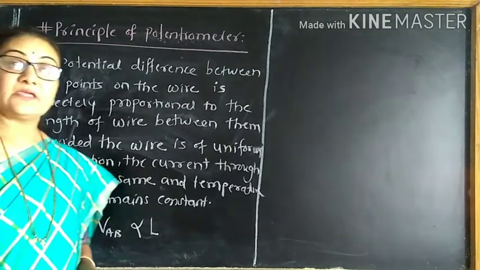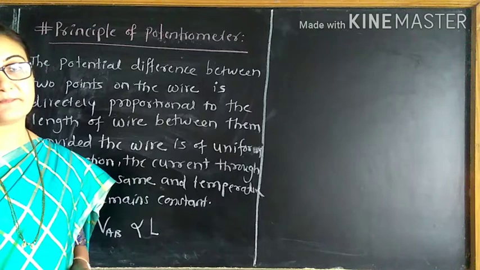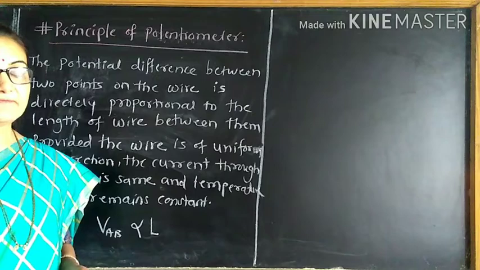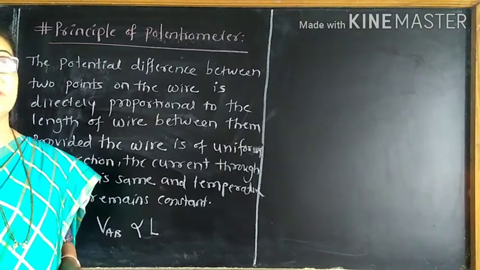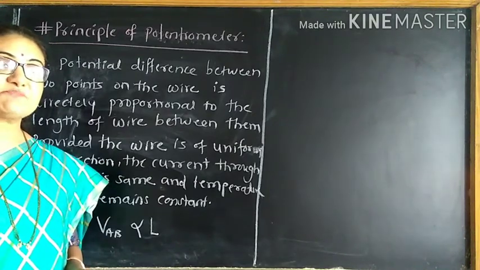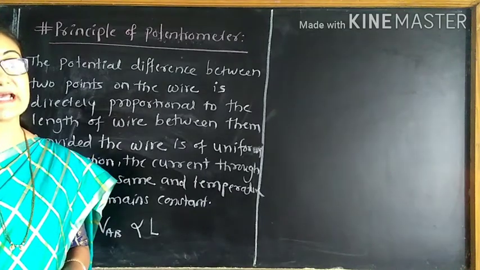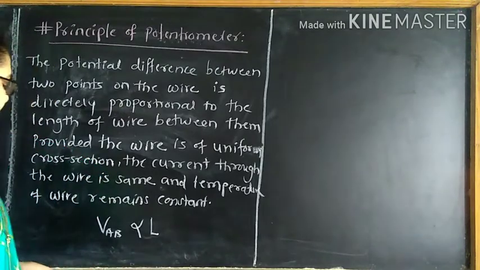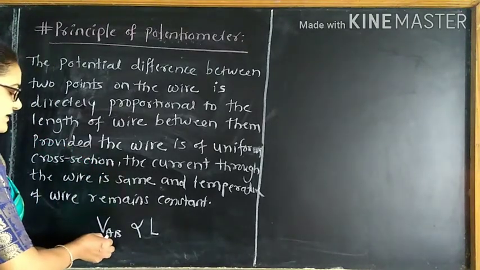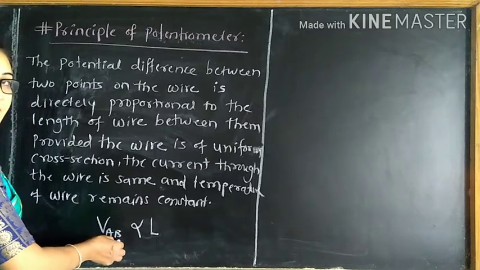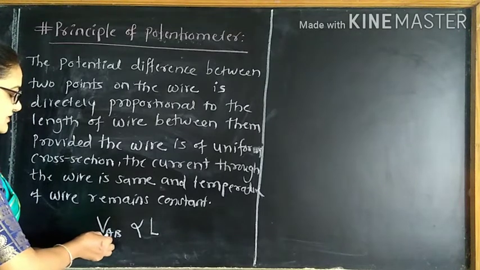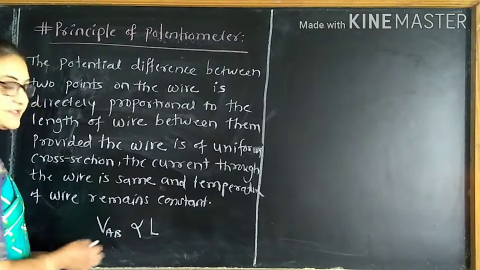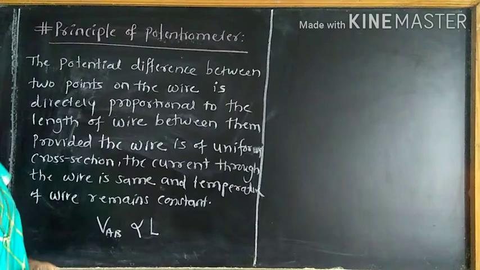If we take a uniform cross-sectional wire, if the current through the wire is a steady current, and if the temperature is constant, then the potential difference between any 2 points of the wire is directly proportional to the length between those 2 points of the wire. If we take 2 points of the wire, A and B, the potential difference between these 2 points AB is directly proportional to the length between those 2 points. This is the principle of potentiometer.